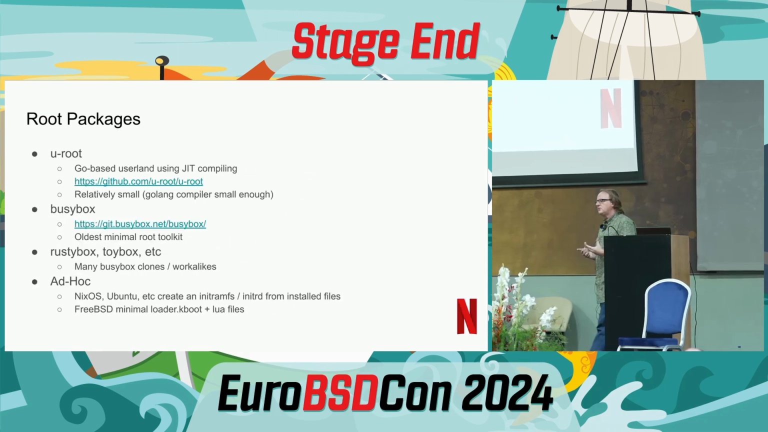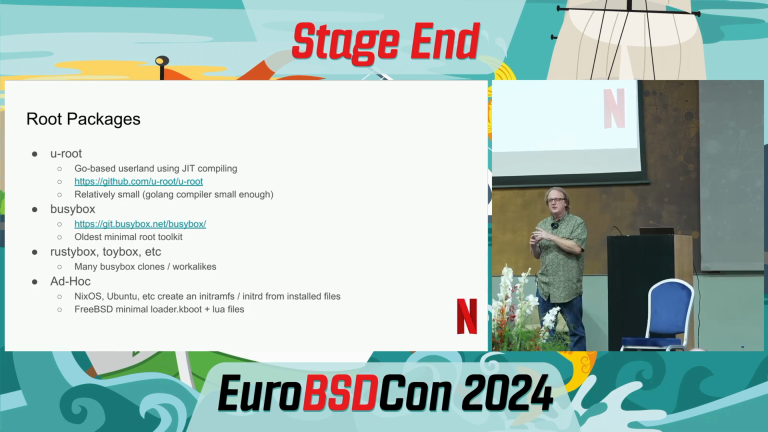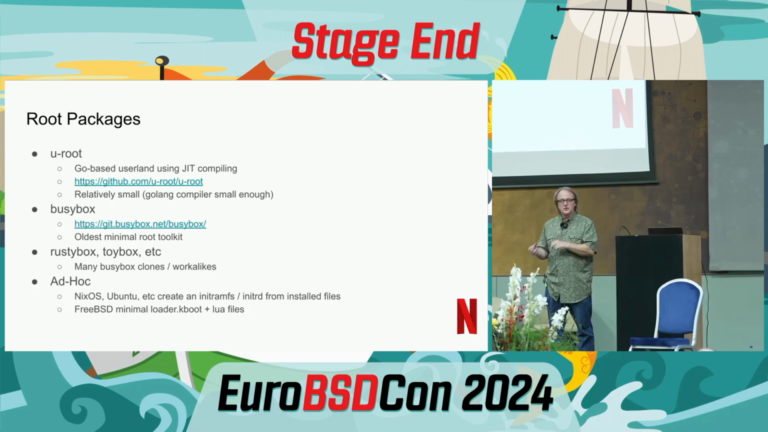So if you don't want to create your own distribution for the initial boot, there's a couple of different projects out there. u-root has a set of utilities written in Go that are compiled on the fly dynamically. It's the project that the LinuxBoot folks recommend, and it works pretty well. A lot of people also use BusyBox or RustBox or one of those other things as well to create the root.